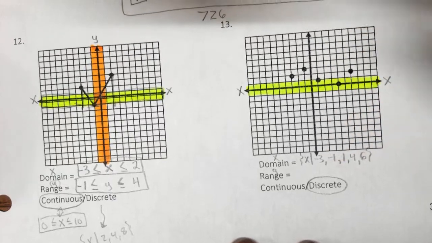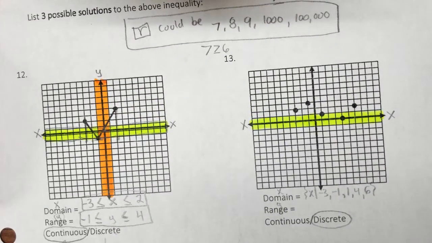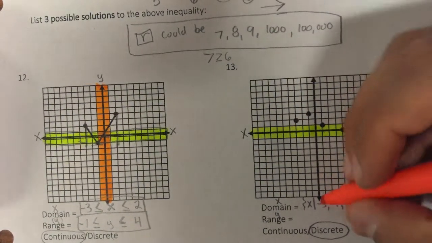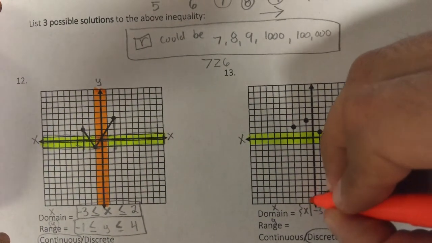Range, we're going to do up and down just like before. So let me go ahead and highlight this so that we can see what ruler we're using to measure. The ruler we're going to be using is going to be up and down.